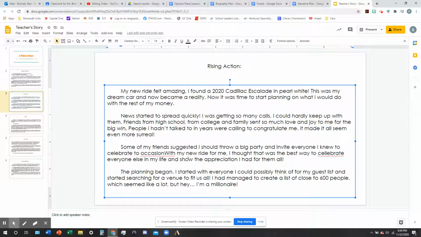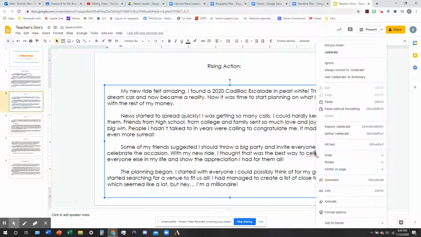For instance, it looks like a sentence here: "Some of my friends suggested I should throw a big party and invite everyone I knew to celebrate." This word should say the occasion. And I think that's the end of a sentence there, so I'm going to put a period there. "With my new ride for me, I thought that was the best way to celebrate." I'm just going to delete this part because I don't think that sounds very good. So: "With my new ride, I thought that was the best way to celebrate."